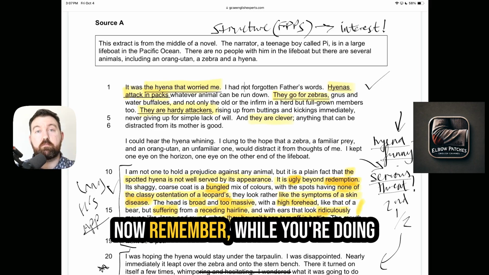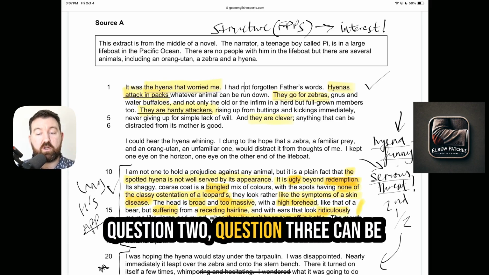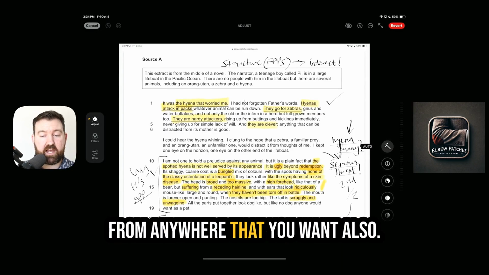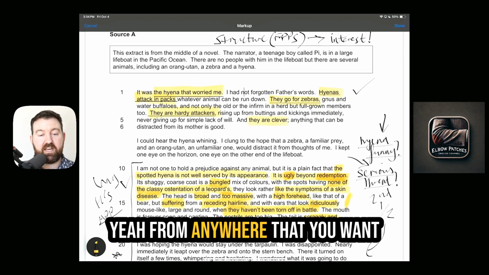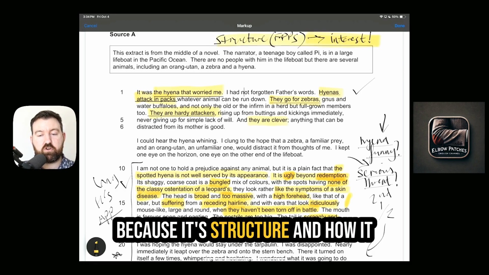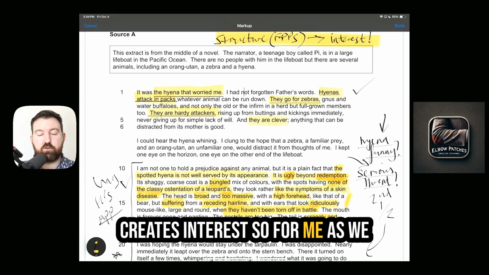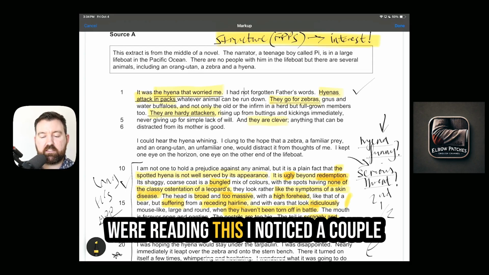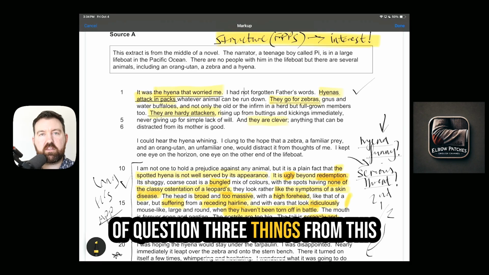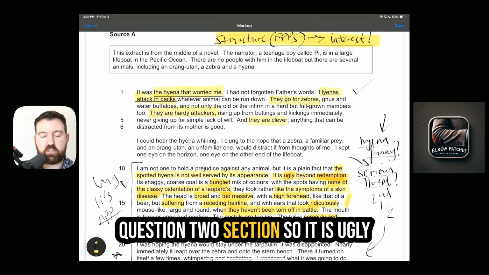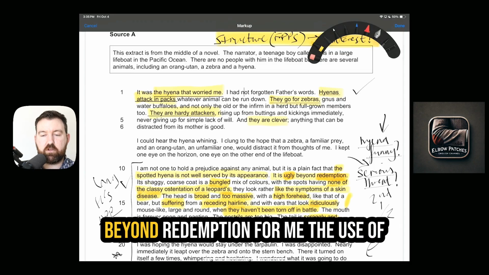Now, remember, while you're doing question 2, question 3 can be from anywhere that you want also. Yeah, from anywhere that you want, because it's structure and how it creates interest. So for me, as we were reading this, I noticed a couple of question 3 things from this question 2 section. So it is ugly beyond redemption.